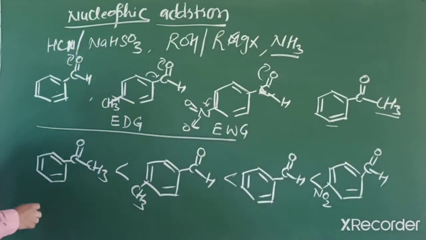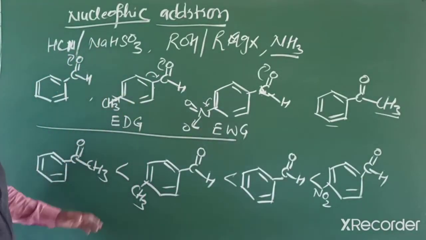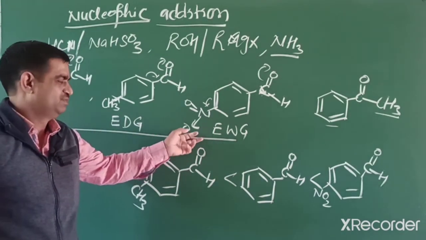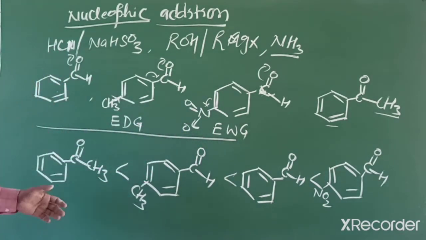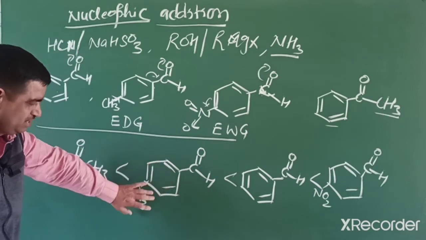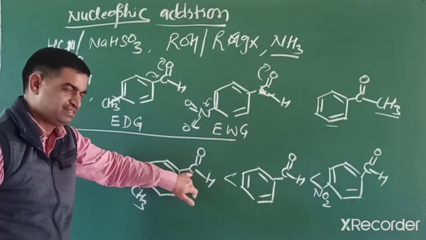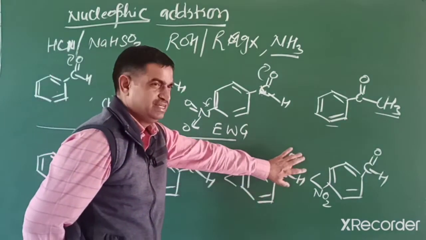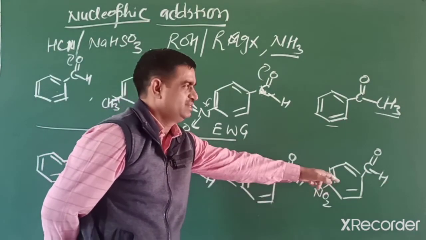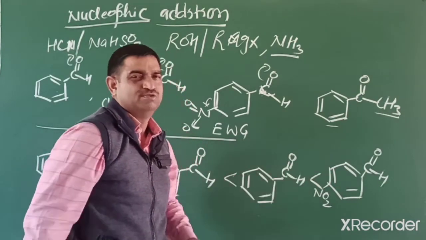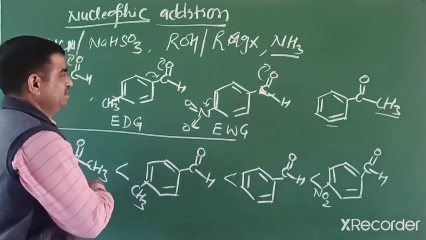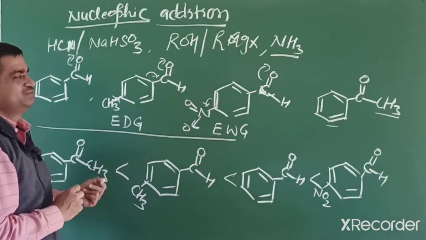Students, first you notice the ketone and aldehyde, then whether there is any donating group or withdrawing group, so identify that group. In the donating group case, this is more electron rich, so this carbon is less electron deficient. And there is no donating or withdrawing group in one, but there is a withdrawing group in the other, so this is the most reactive among the compounds.